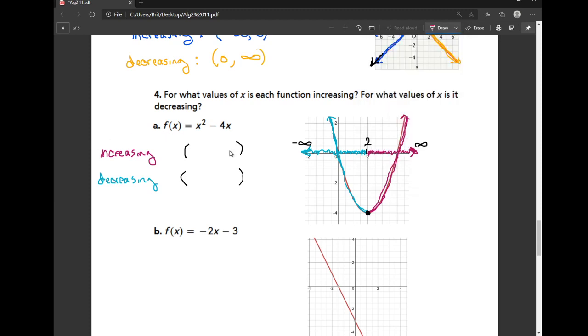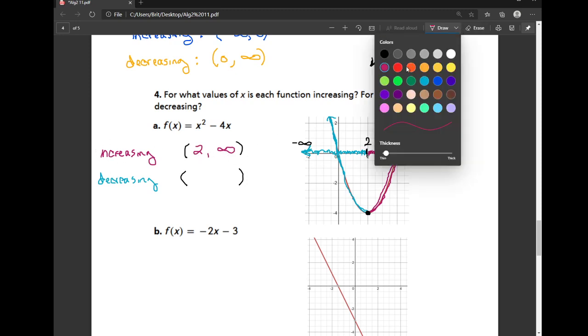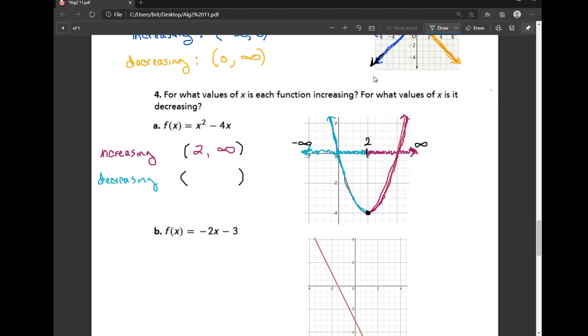Then you just go from left to right, right? The left boundary on all this pink stuff is 2, and the right boundary is infinity. So my increasing interval goes from 2 to infinity. My decreasing interval starts over here at negative infinity, and then the blue goes all the way to 2. So my decreasing interval goes from negative infinity to 2.